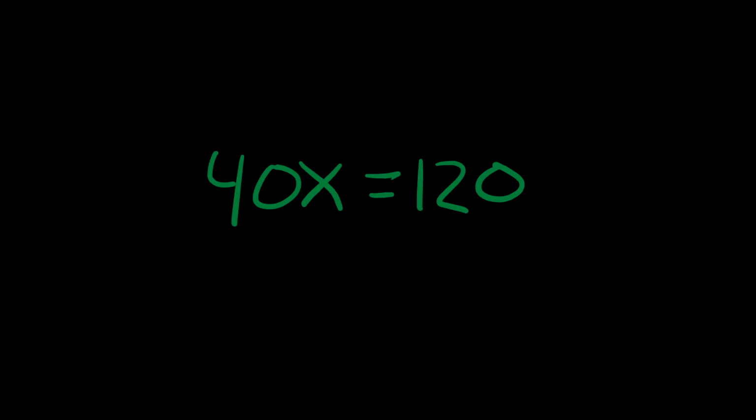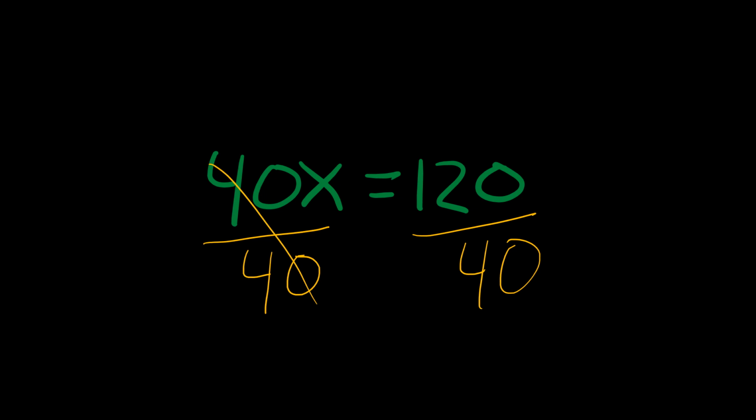So now I have 40 times x equals 120. Right, because 40 is being multiplied by x, I have to divide by 40. And if I divide one side by 40, I have to divide the other side by 40. So 40 divided by 40, this is just going to go to 1. So on this side, I just have x equals 120 divided by 40. That's just 3.